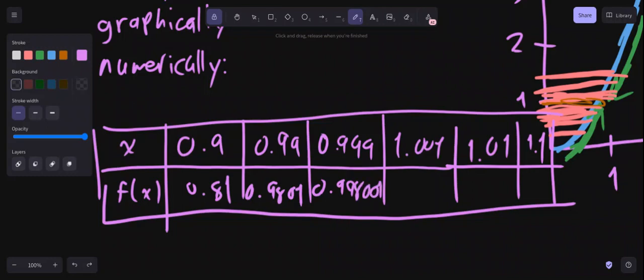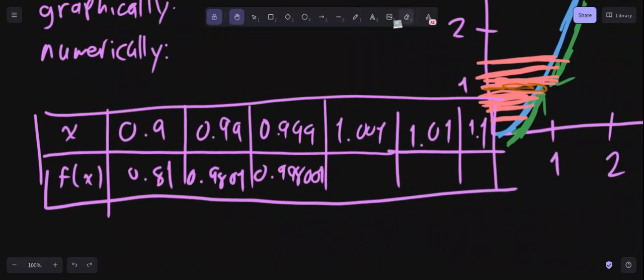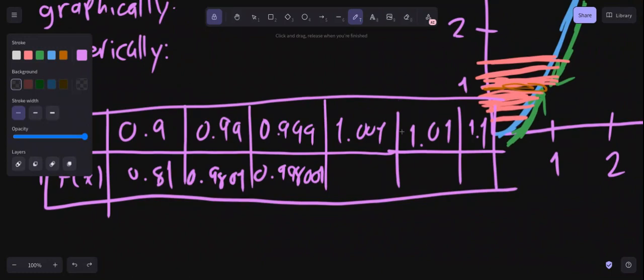0.998001. Alright. Now, if we did it from these values that are greater than 1, we could first start from the furthermost one, 1.1 squared. That's 1.21. Then if we do 1.01 squared, that's 1.0201. Now if we did 1.001, that would be 1.002001.